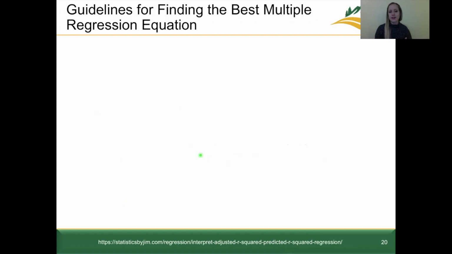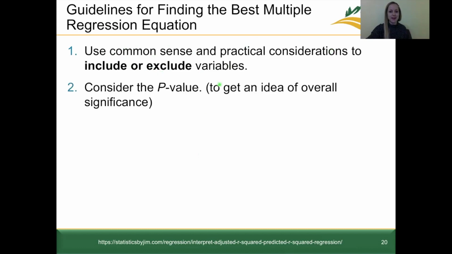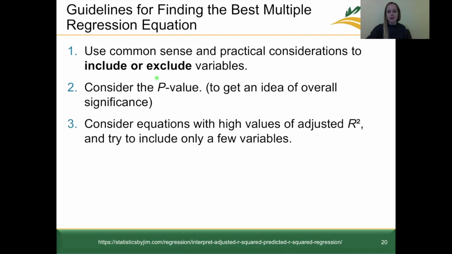Now, something that gets more interesting here in 10.4 is guidelines for finding the best multiple regression equation. Usually we'll have options for getting more than one different multiple regression equation, so let's talk through these guidelines now. Guideline number one is to use common sense and practical consideration to either include or exclude certain variables. Guideline number two, consider the p-value. Remember, this gives us an overall idea of the significance of our data. Guideline number three, in determining the best multiple regression equation from our given set of data, is to consider equations with high values of adjusted R squared and try to include only a few variables if you can.